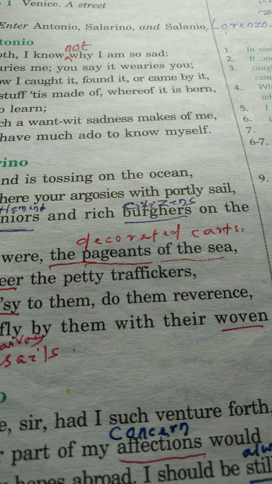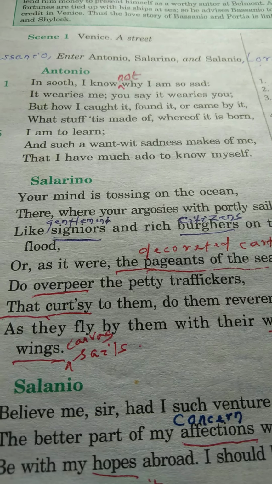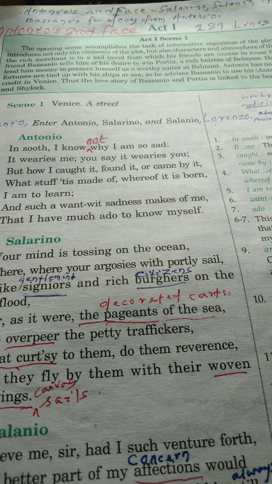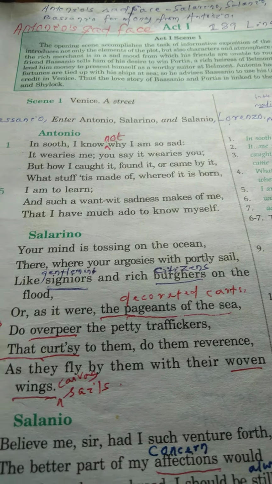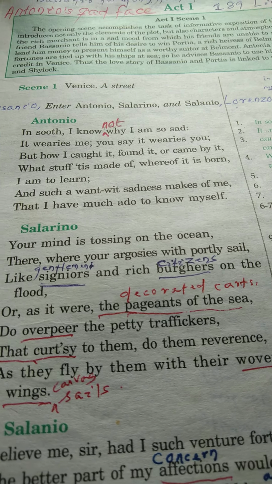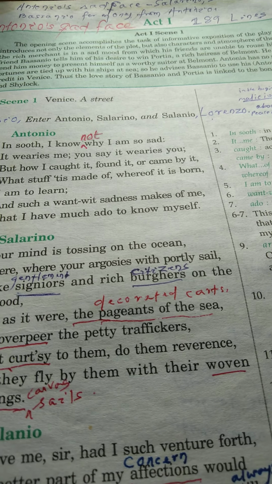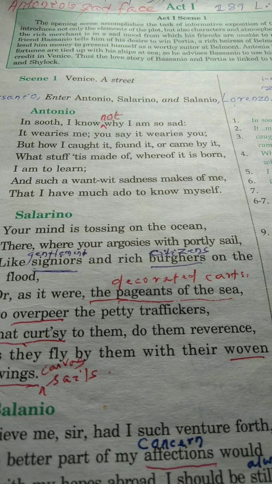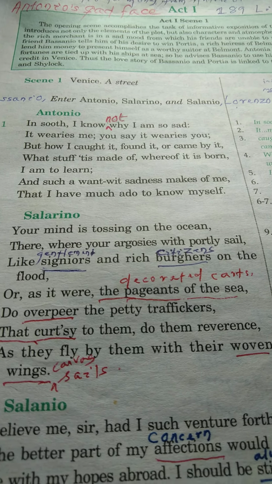with their woven wings, meaning sails. When Antonio's Argosies sail past the petty traffickers, the small ships in the vast ocean, those small ships pay respect to, give way to Antonio's Argosies. Thus, Salarino makes a high praise of Antonio's ships, and thereby he explores that the origin of Antonio's feeling sad, depressed, and petrified is nothing but his too much worry about the safety of his ships and profit in his business.